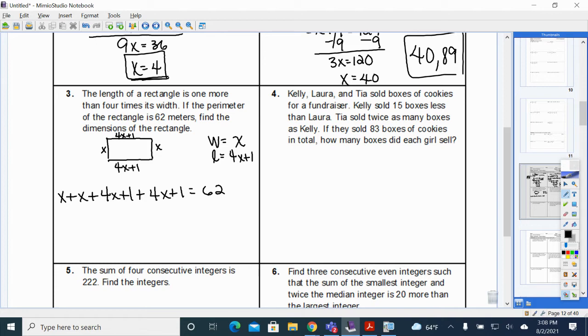So on the left side of this equation, we need to combine all of our like terms. 1 plus 1 plus 4 plus 4. So all of these are x's. 1 plus 1 is 2, plus 4 is 6, plus another 4 is 10x. So I have 10x plus 2 equals 62. Subtract the 2. Divide by 10. And you get x equals 60. So substituting that back in, that tells me that my width is 60.